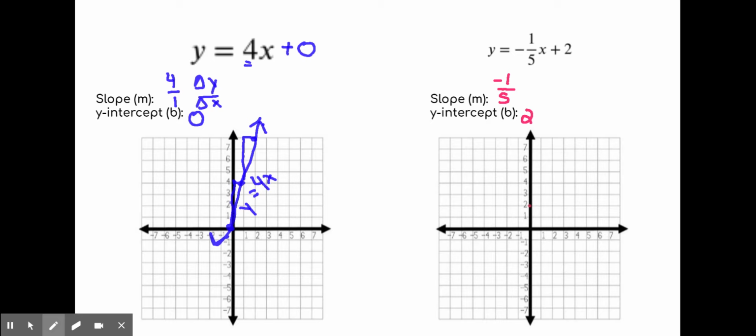So on the y-axis, I'm going to put a point at 2. And then my change in y over my change in x, I'm going to go down 1, but right 5 because that 5 is positive, right? So 1, 2, 3, 4, 5. Now, I have run out of room. I can't go down 1 and right 5 again. I don't want to go off the graph. Things get messy when you go off the graph. Things have been messy, right? So I don't want to go off the graph.